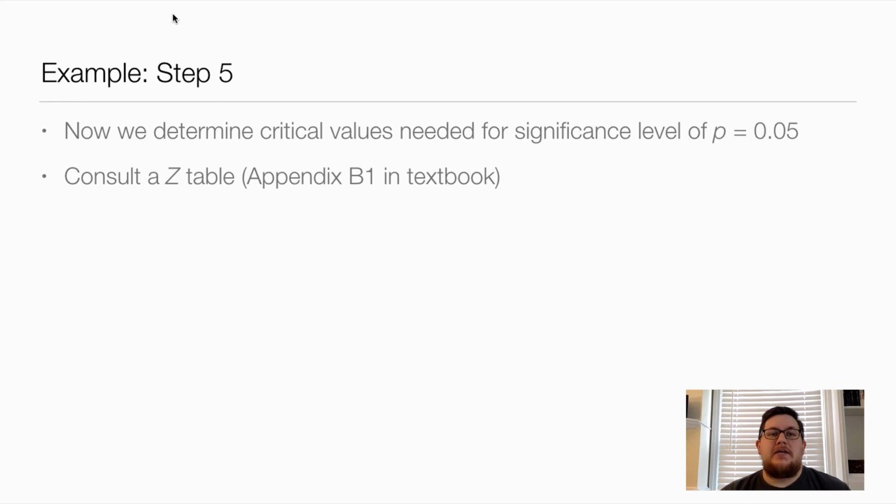Now, we consult what's called a z-table. That's in Appendix B1 in your textbook. What Appendix B1 shows you is the area between the mean and that z-score. Now, remember, we're not looking just for the mean of that. We want P equals 0.05.